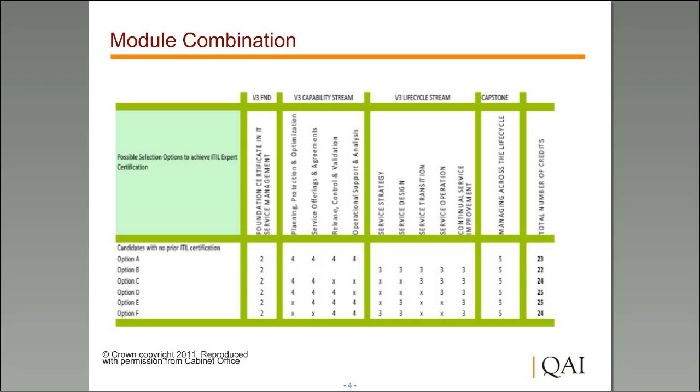So you have done SD. SD will fetch you 3 points, OSA and RCV will fetch you 4 points each. So 8 plus 3 is 11, plus 2 for foundation, 13. So you have to go for one more capability module, let's say, or a couple more life cycle modules. You can go for the PPO one, and rather than PPO, you should go for the SOA one, Mohini, or you can select the other two from the life cycle stream, and then you can go for the MALC, and then you can become an ITIL expert.